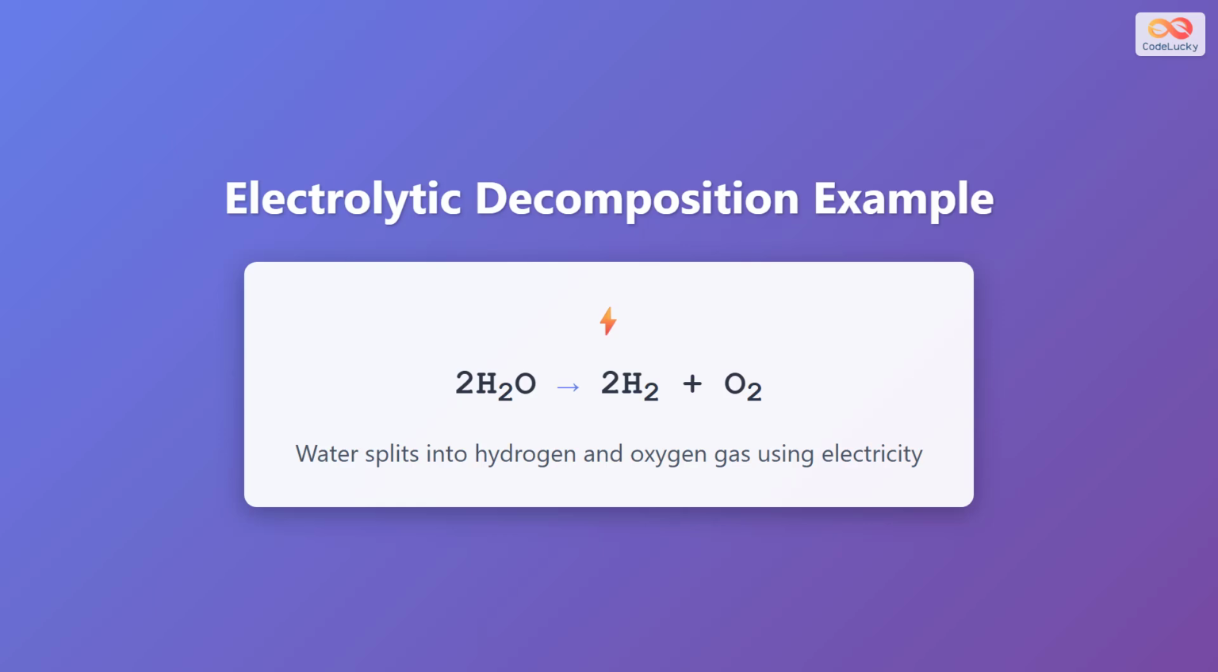Electrolytic decomposition uses electricity to break down compounds. A perfect example is the electrolysis of water. The equation is 2H2O → 2H2 + O2. When electric current passes through water, it splits the water molecules into hydrogen gas and oxygen gas. 2 molecules of water produce 2 molecules of hydrogen gas and 1 molecule of oxygen gas. This process is important because it allows us to obtain pure hydrogen and oxygen, which have many industrial applications, including fuel cells and rocket propulsion.